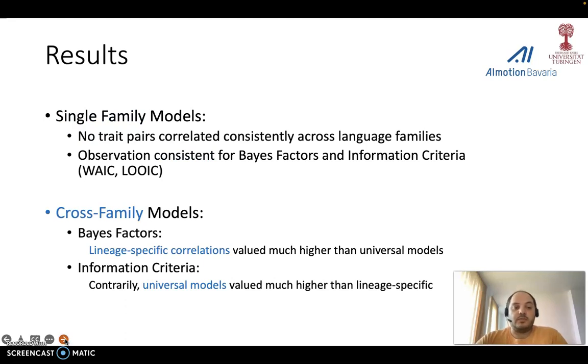For the cross-family models, the results were less clear. Here the Bayes factor agreed with the single-family model results, in that the lineage-specific correlations were valued much higher than the universal models. And the information criteria, on the other hand, said the exact opposite result by valuing the universal models much higher.